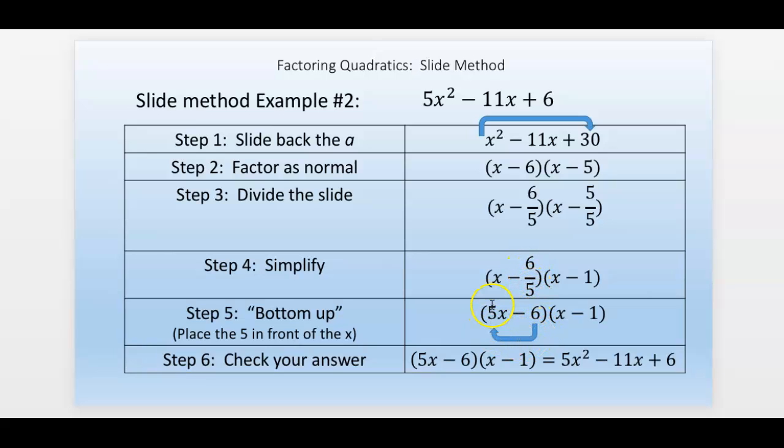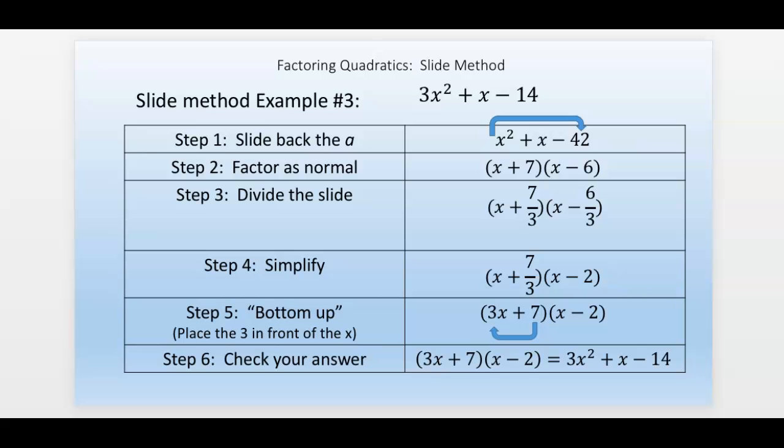But then bottom up the 5. Take the 5 in the denominator here and just move it in front of the x. It's kind of like you multiply this factor here, both numbers by 5. That's kind of what you do there. All right, then you can double check your answer too, just to make sure. Go ahead and foil this up or put it in the box, and you'll see that's what we started with.